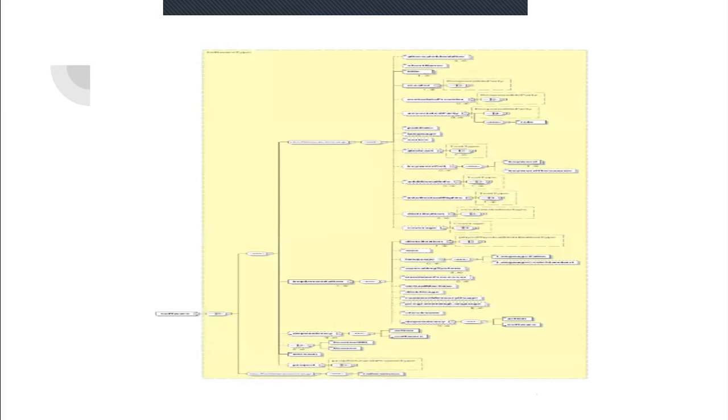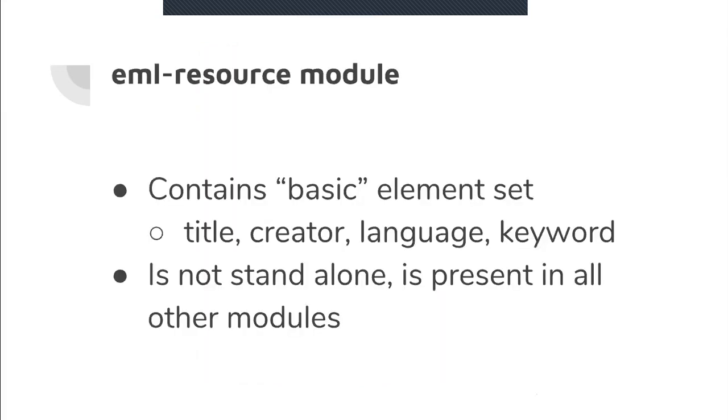Each module has different elements that can roll up under it, but there is one set of elements used by all modules, and that is the EML resource module. This module contains several of the common metadata elements such as creator, title, pub date, and description. Many of these tags carry over from other schemas that we've seen, such as Dublin Core. It is not a standalone schema, and it is present in all other modules.